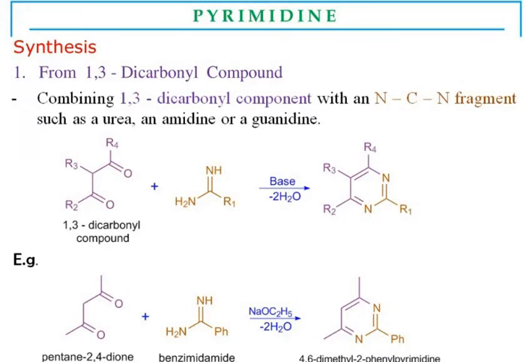Now my friends, you should know the synthesis of this ring, that is, the pyrimidine ring. You can synthesize this pyrimidine ring from a 1,3-dicarbonyl compound, combining the 1,3-dicarbonyl compound with an NCN fragment, such as urea, amidine, and or guanidine.